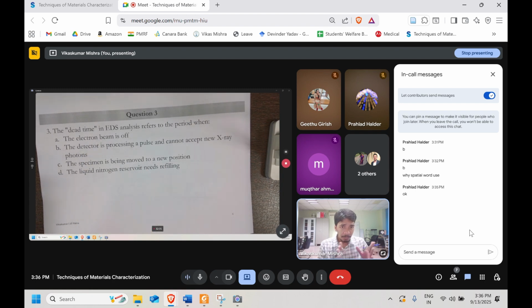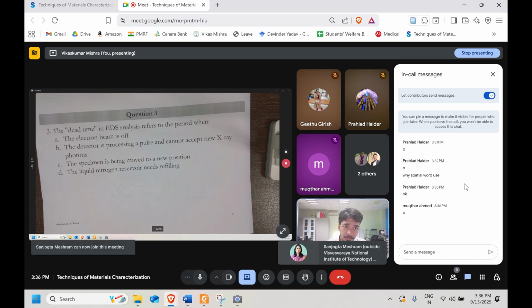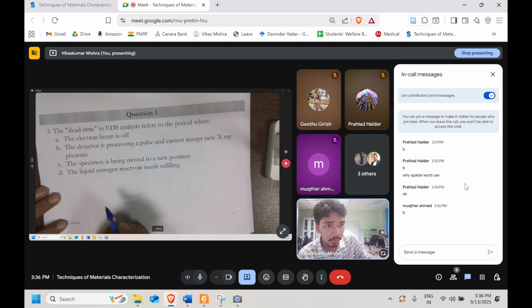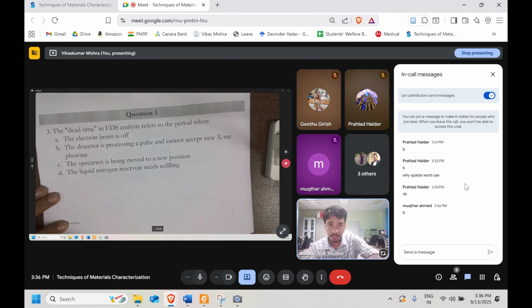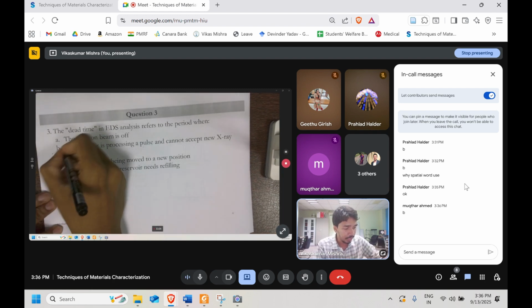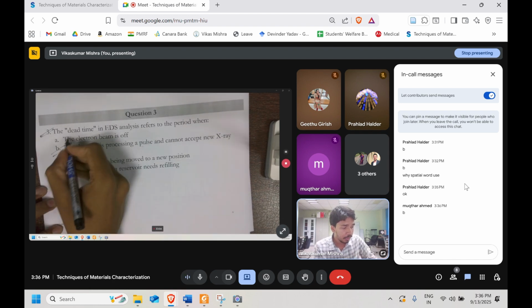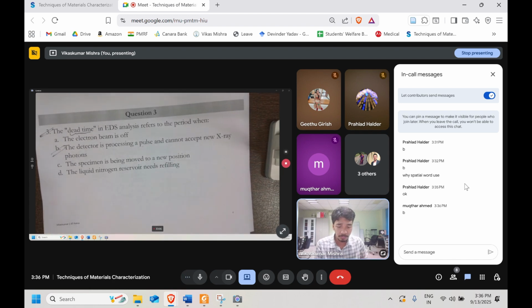In that particular time period, in the initial part it will take the information, take the X-ray, and in the next part it will try to analyze it. That is known as the dead time. That's great, Ahmed. Yes, the detector is processing a pulse and cannot accept new X-ray photons. So option D is the right answer. This is what is referred to as the dead time. The opposite of this you can see in the assignment, and you can try to answer that.